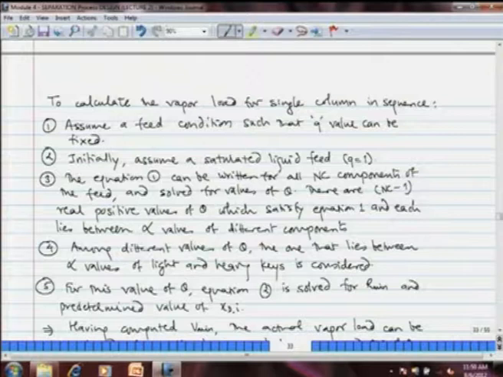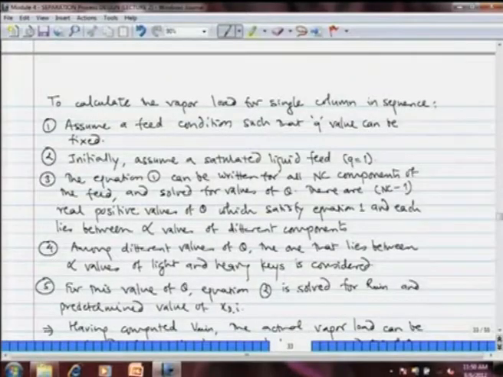To calculate the total vapor flow rate for a single column in sequence, first assume a feed condition such that the q value can be fixed, and as I just said, the most common value of q is equal to 1, which corresponds to liquid at its saturation point or liquid at its bubble point. This is the case for most of the columns that are designed. Then equation 1 can be written for all NC components of the feed and solved for values of theta.